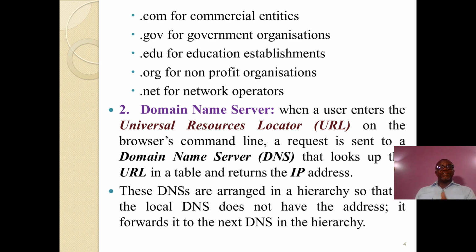Now, the second thing that happens is that there is a domain name server. When a user enters the Uniform Resource Locator on the browser's command line, a request is sent to a domain name server that looks up the URL in a table and returns the IP address.